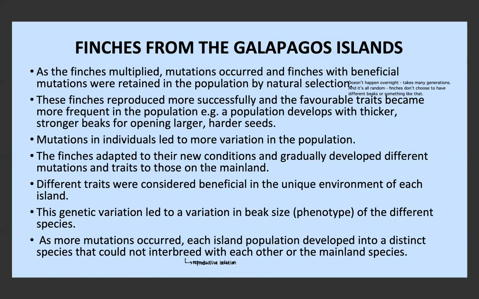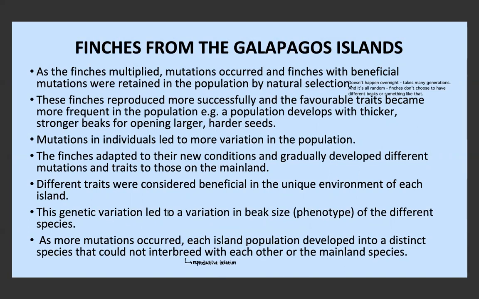So, for example, one island might have had a whole lot of bees, and these finches adapted to be able to eat bees. This is beneficial on that island with the bees, but if the finches move to another island, which is full of seeds, this is not beneficial anymore. So it's only considered beneficial in the unique environment of each island.